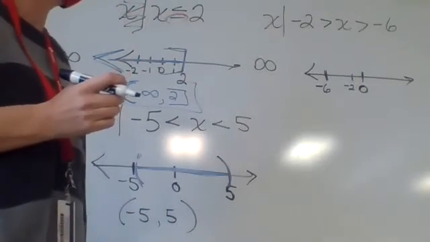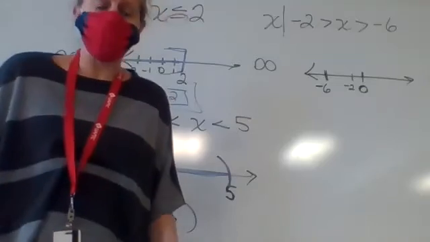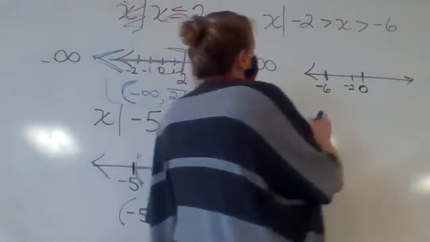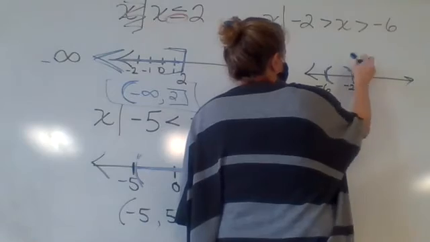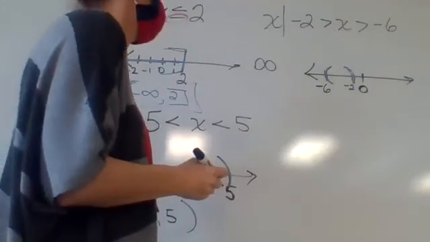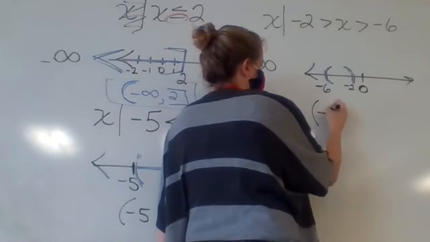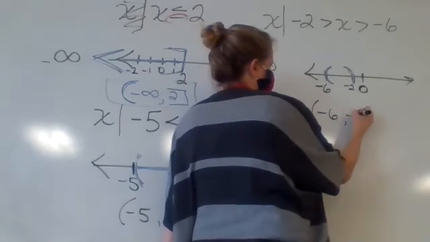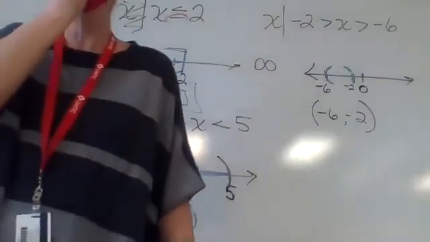Okay, it's parentheses. And you're exactly right. They both get parentheses, right? Neither one of them has the equal to bar. So open parentheses, -6, -2, close parentheses.